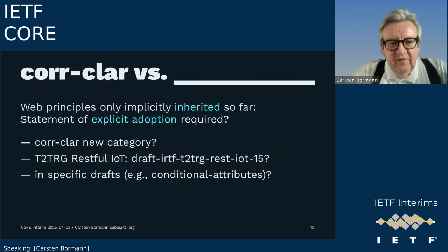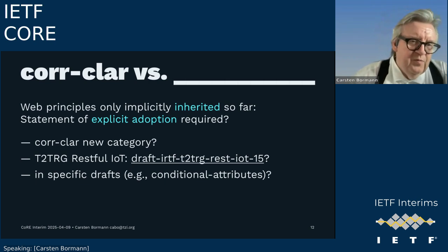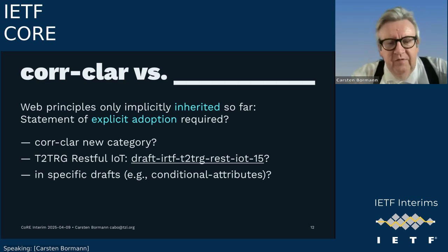Okay, and once we have had this discussion, we may want to think about what this means for the corrections and clarifications document. So we have a lot of web principles that we implicitly inherited because we designed the constrained RESTful environment as something that is the Thing web, even if other people later claimed that term. So we shouldn't be in a situation that we need to explicitly adopt every single web principle that comes across, but we should feel at home with those principles. So if we find here something that needs an explicit statement, then we should probably put something into CoRCLA, and maybe we will even have a new category, implicit adoptions or something like that.